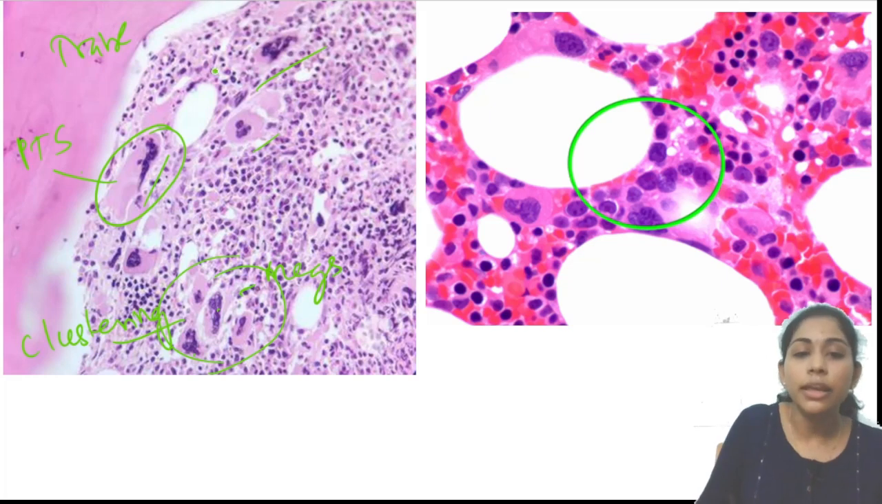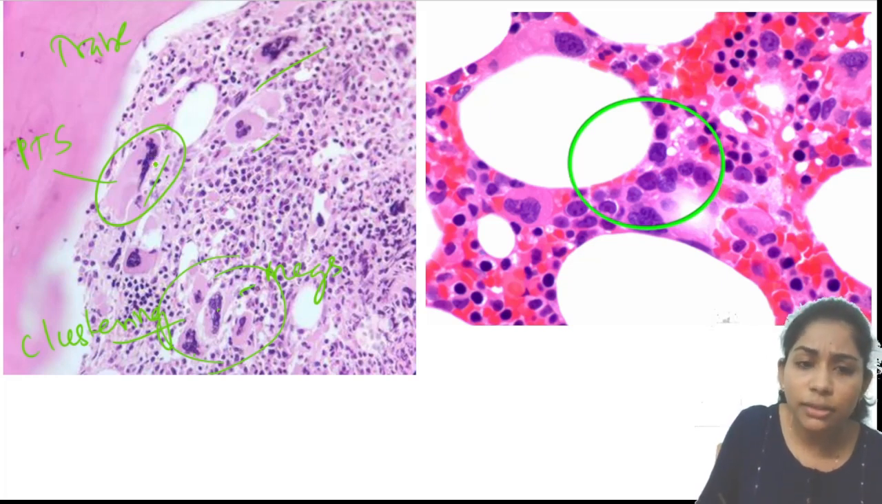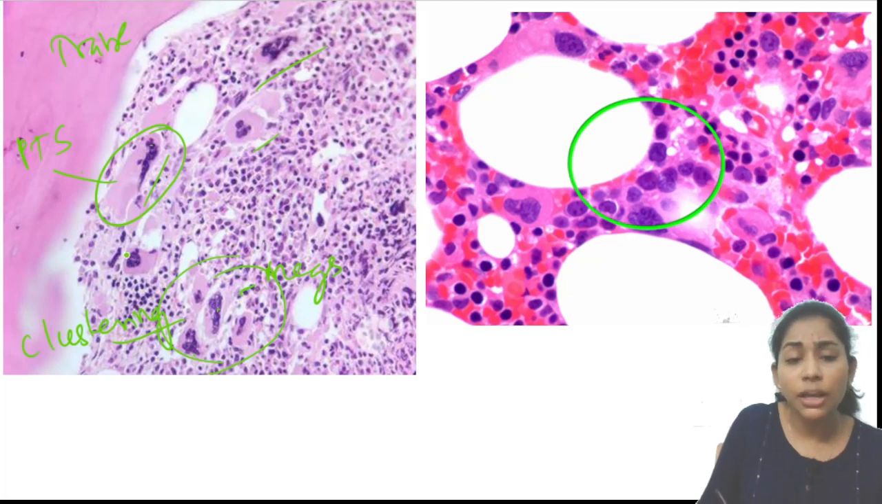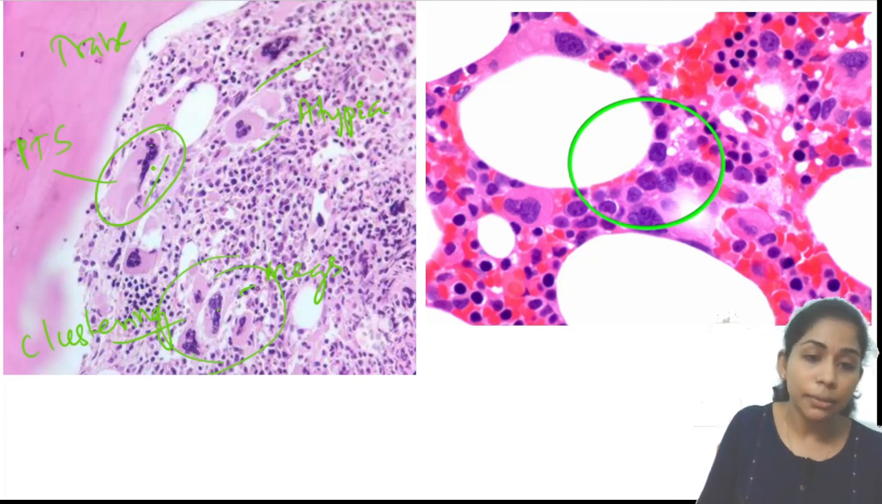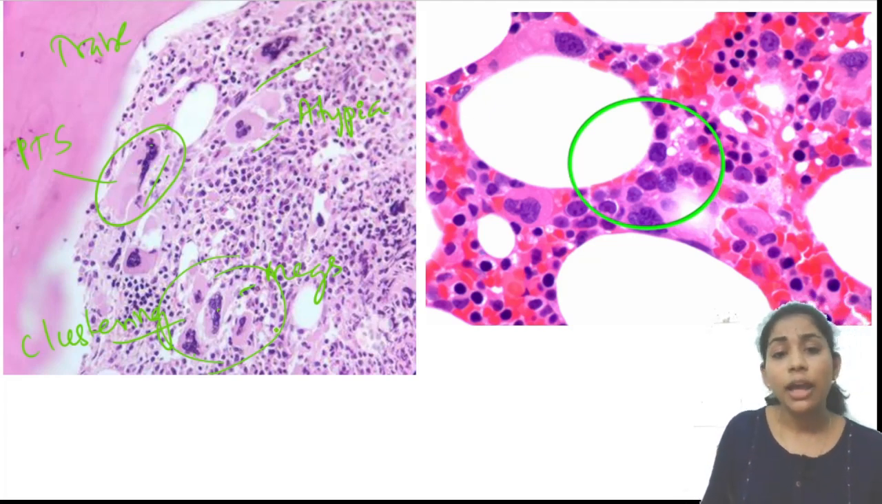Right? And if you see this megakaryocyte, is the nucleus normal? Is it looking normal? See, this is as if someone has dragged its nucleus. It is like this, and it is multiple lobulated. Here it is very clumped. So the nucleus is also not normal. So there is atypia, right? There is atypia, abnormal localization and clustering.